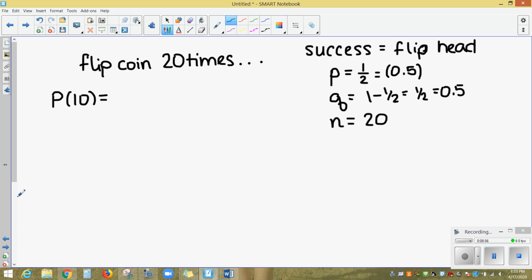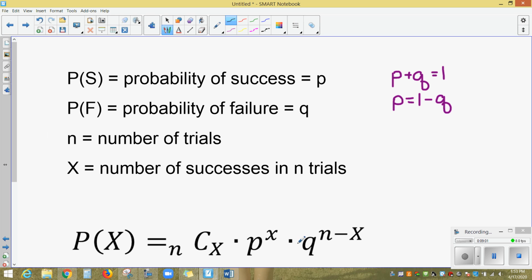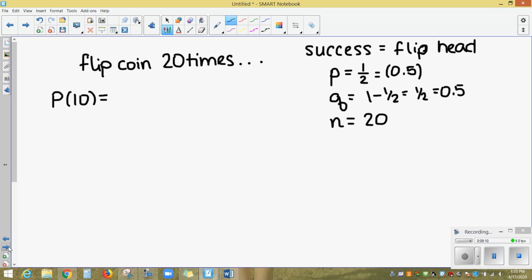But the probability of getting 10 successes, let me find my formula here. We're going to use this formula. N is our number of trials, choose X, the number of successes. So out of the 20 trials, I want 10 of them to be successes. Then it says I'm going to take p to the X power, meaning 10 successes, and q to the N minus X.